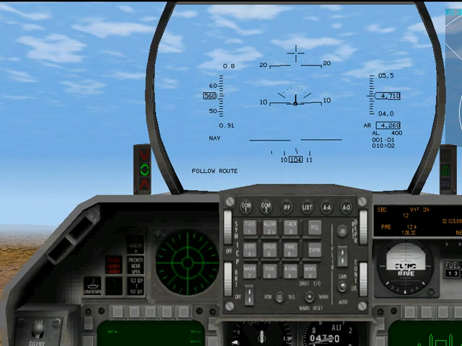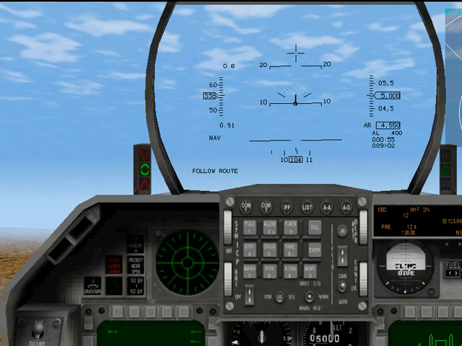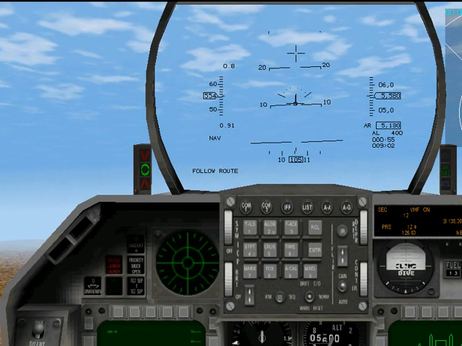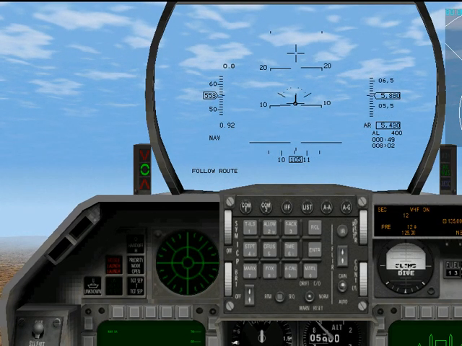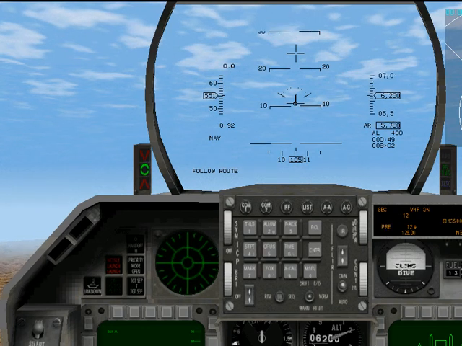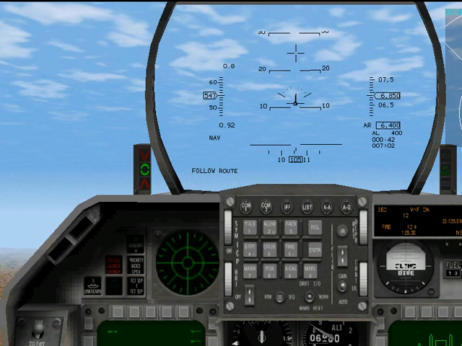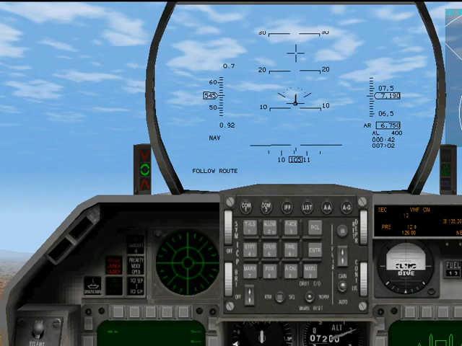Approach the initial steer point at an altitude of about 5,000 feet above ground level. Your airspeed should be around 400 knots. Use the landing approach setting to set engine power to 70%. After reaching the steer point, continue to descend as you head toward the final approach steer point.